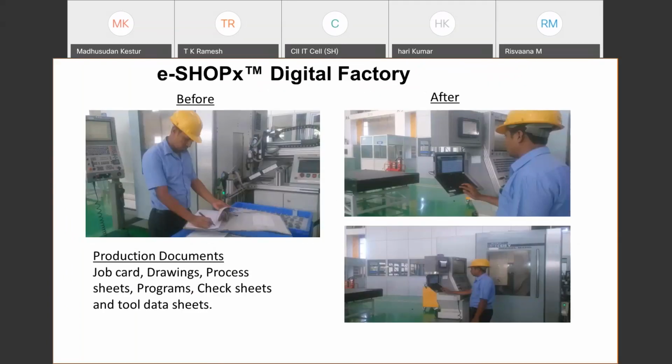The eShoplex solution has been implemented by deploying a tablet or a laptop at the machine. Initially, it was a paper-based workflow, whether it's a job card, a drawing, a process sheet, a program, etc. Now the entire workflow is handled by a planner in the background, and the operator uses only this console to get whatever information he wants.